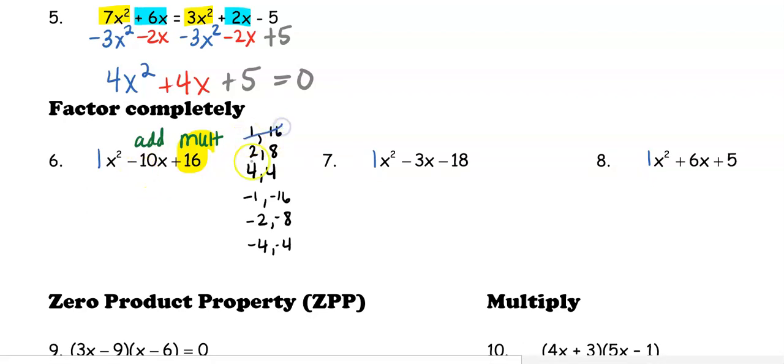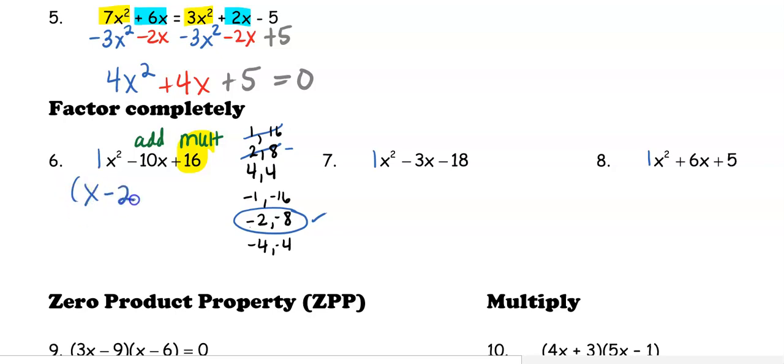That adds to 17. That adds to a positive 10. Now this is kind of okay, we're almost there. So I'm going to go all the way down here. Same two numbers, but they're both negative. So a -2 times a -8 gives us that positive 16, and a -2 plus a -8 is that -10. So these are the numbers I'm going to use.